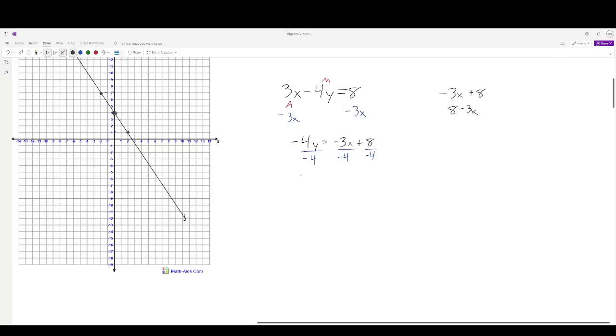So on the left, we're left with just y, which is great. That's what we want. On the right, I have a negative over a negative, so I get a positive 3/4 x. So I can see my rise and run now. And then 8 over negative 4 gives us -2. So now I'm in the correct form. I can see my rise, run, and y-intercept, and I can graph it just like we did on the previous example.